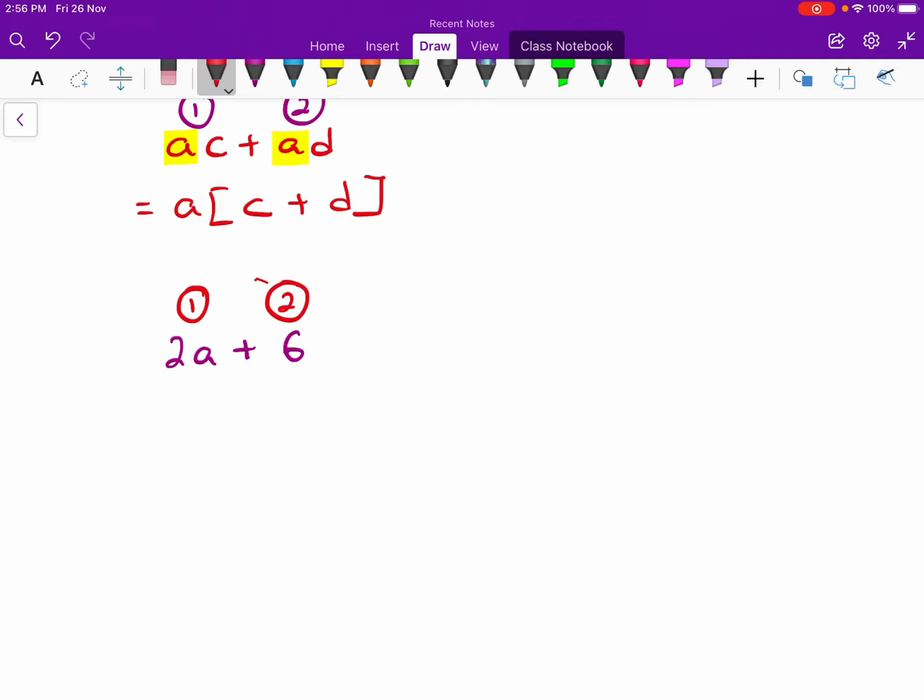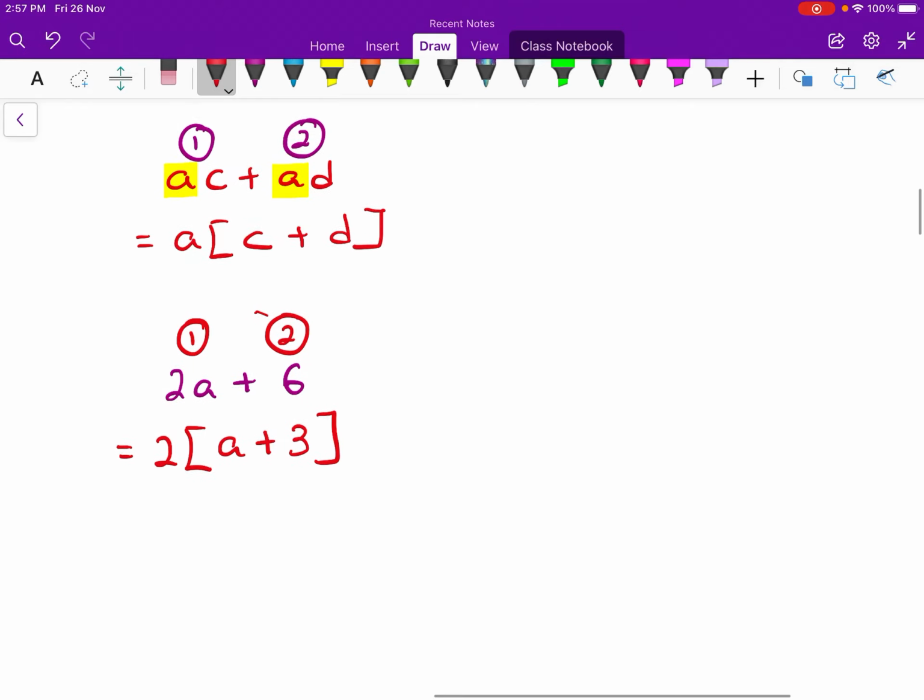Both numbers must be able to be divided by that number. So let's take out 2. After that, bracket A plus, so 6, not minus 2, is actually divided by 2, so it's 3. When I take out the number 2, everything must be divided, not minus. Alright, so that is the second type of factorization.